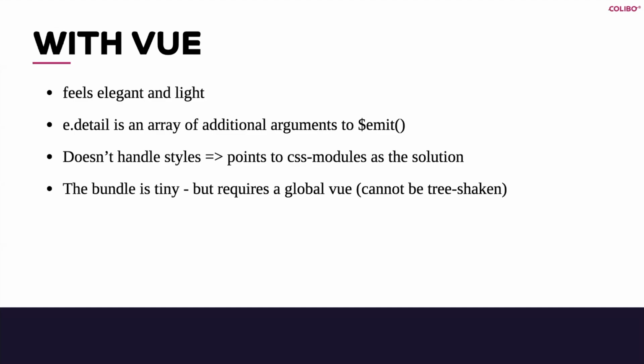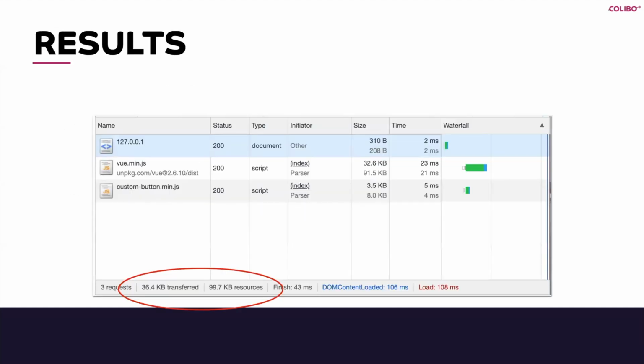The bundle here is pretty tiny, but it does require a global Vue instance. If you take a look at this right here, you see all combined, it's 36 kilobytes. So it's a lot smaller than Angular already. But if you take a look at the individual files here, you see that the custom button itself is actually only 3 kilobytes transferred over the wire, or 3.5 kilobytes. So it's really, really tiny, and I think that's super cool.